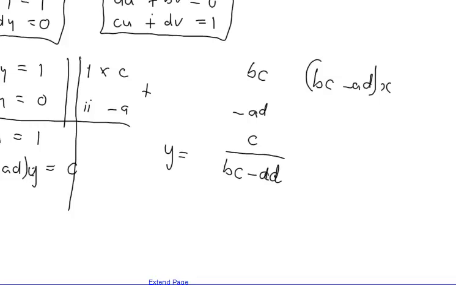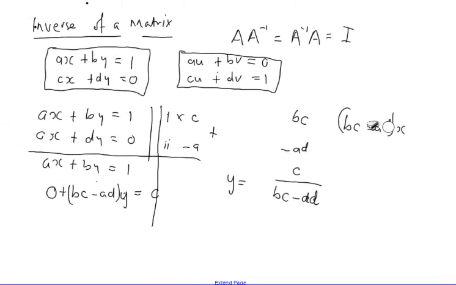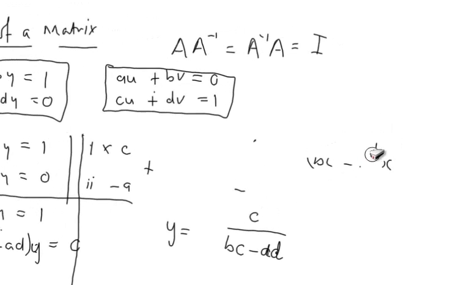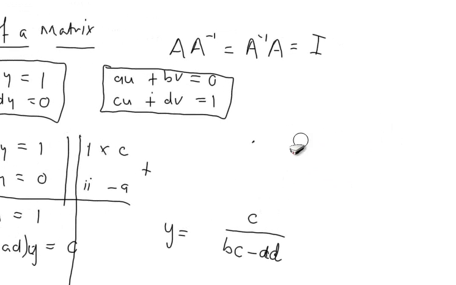I just want to see where I can store this thing. Let me remove this. I will rewrite this there and say y is equal to what? c over bc minus ad. All together. Okay. Then let's leave it there. Let's come back to the same equation here. Let's come back to the system of equations.